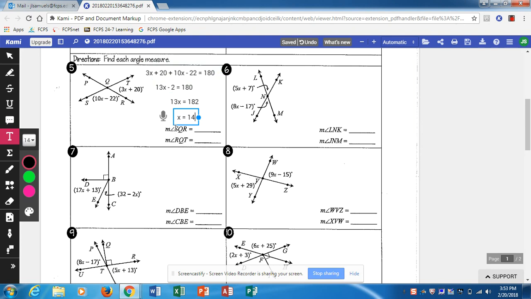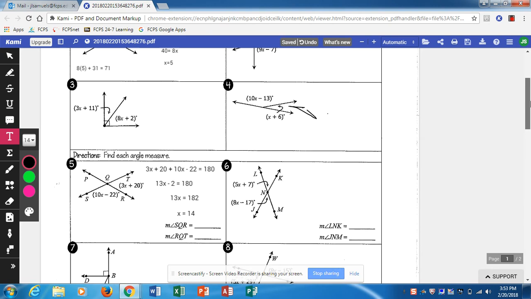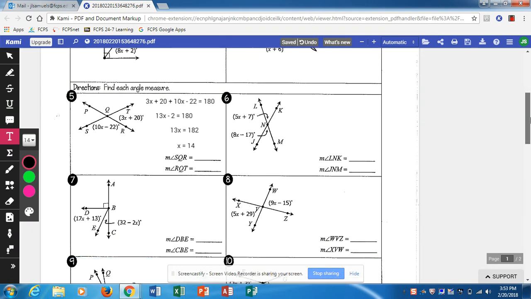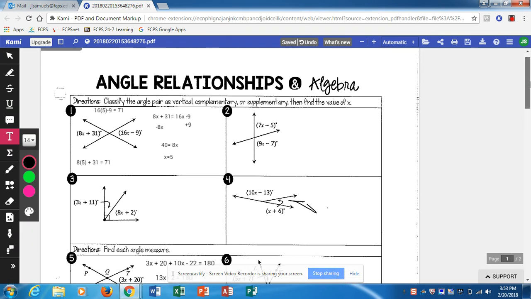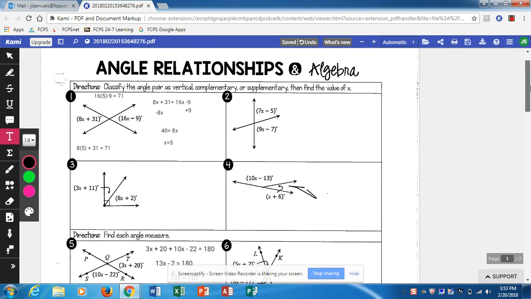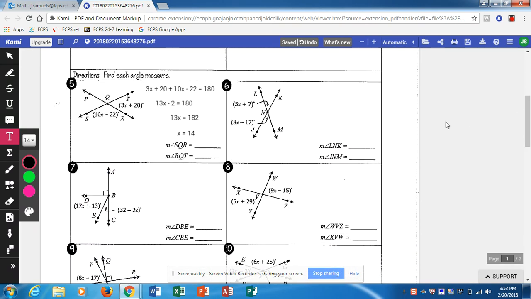Now, if you look at this problem, it says find each angle measure. Now they didn't want to know what x is. Up above, if you look at the first couple of problems, they say find the value of x. Down below, they want us to find what the angle measure is.